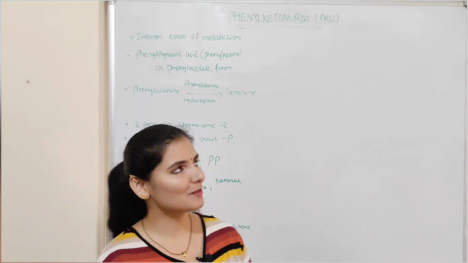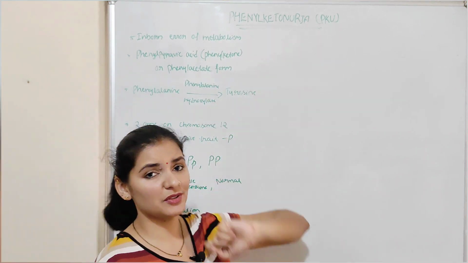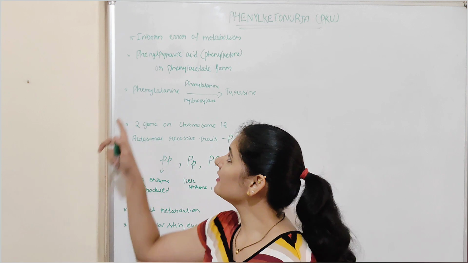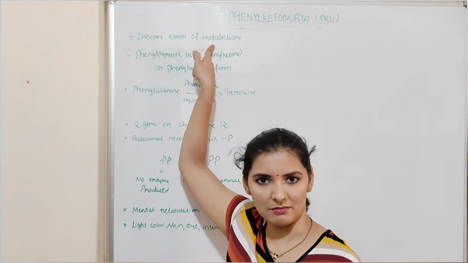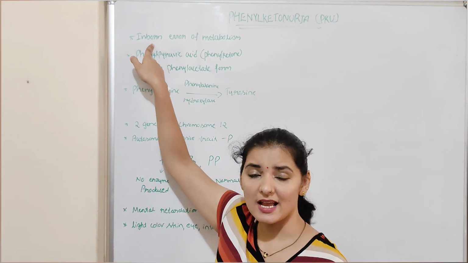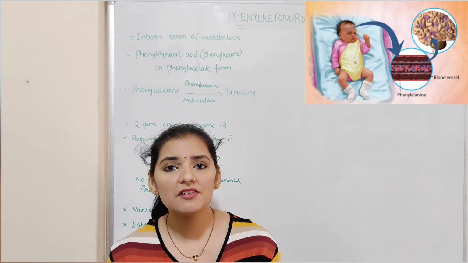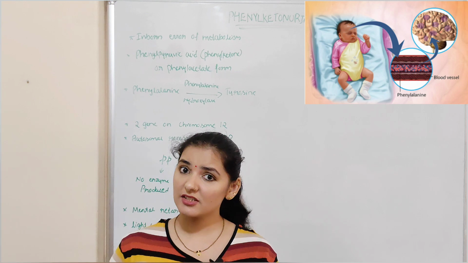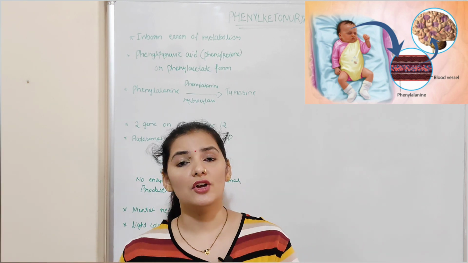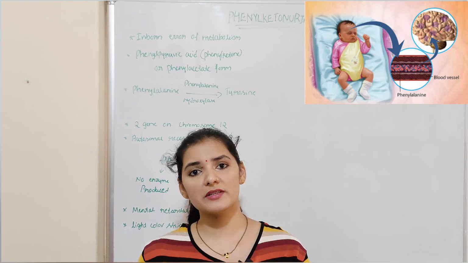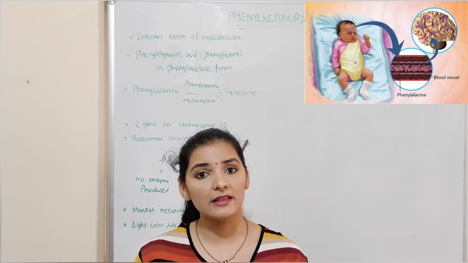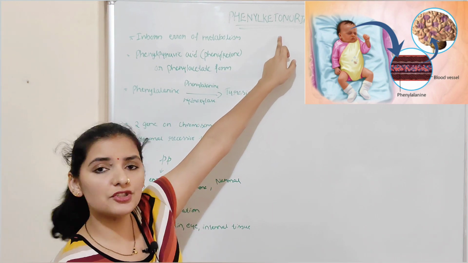In this video, I'm going to talk about the concept phenylketonuria. Phenylketonuria is an inborn error of metabolism. Means it's an inborn disease and it is caused due to error of metabolism. So there is an error in the metabolism of the amino acid called phenylalanine. So due to this error of metabolism of the amino acid phenylalanine, it causes phenylketonuria.